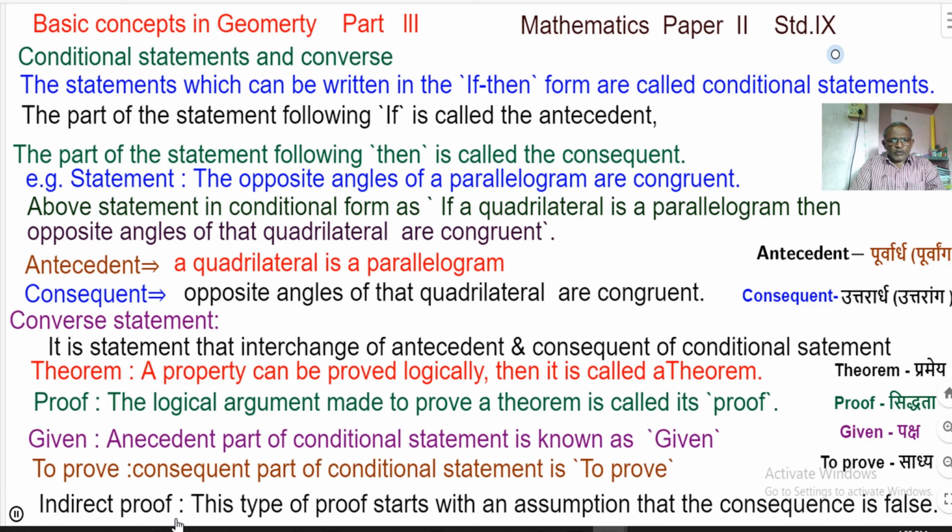Indirect proof. This type of proof starts with an assumption that the consequent is false. Means direct and indirect, two types of proofs here, and here some concepts.